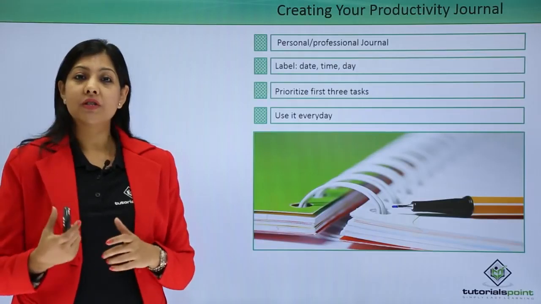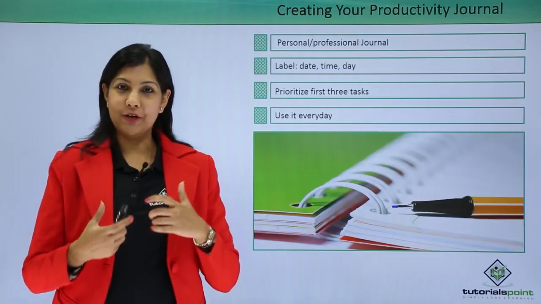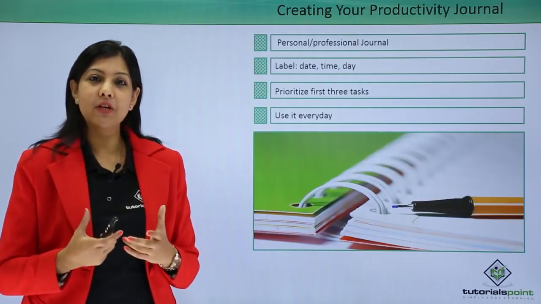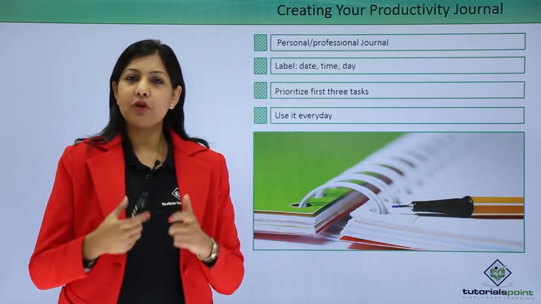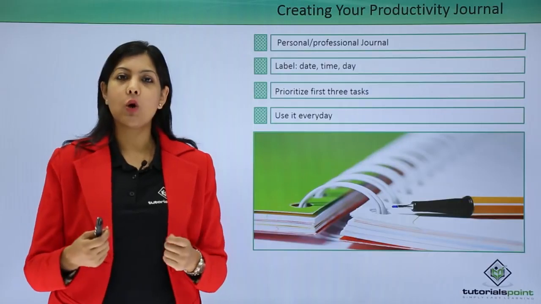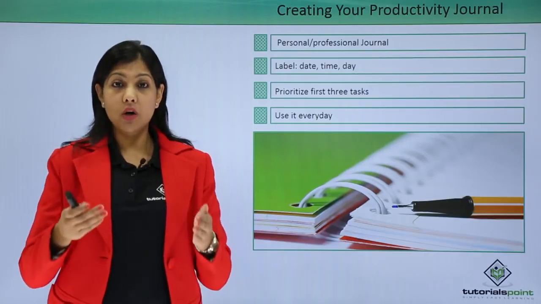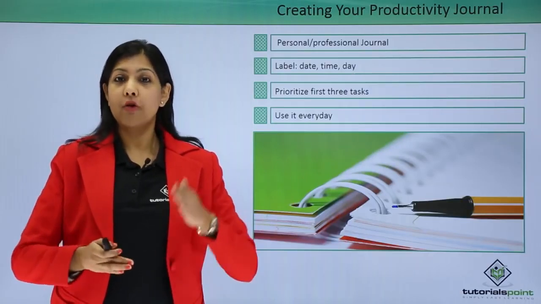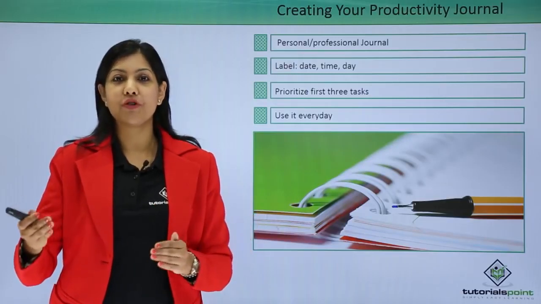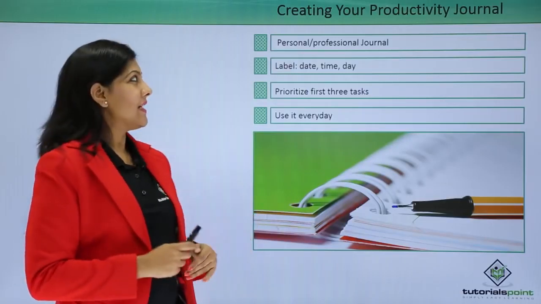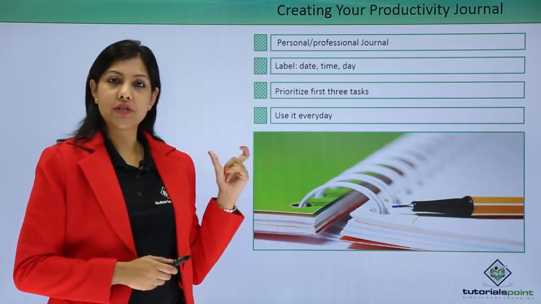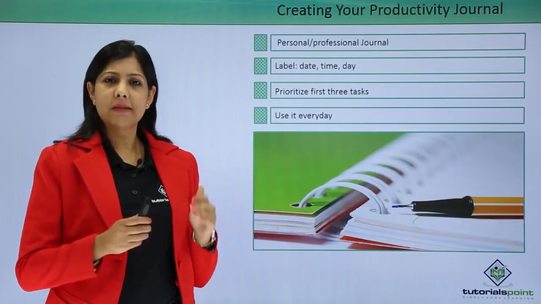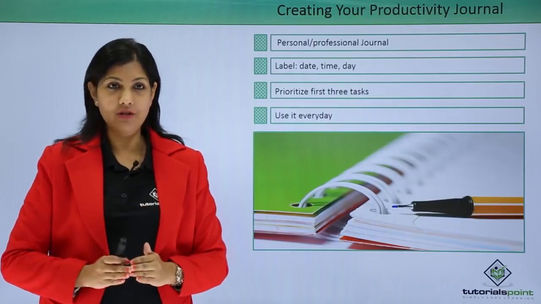Now, one of the very important ways of managing our time is being able to create something which is known as a productivity journal. Now, a productivity journal is nothing but a time log of your day-to-day activities, what you do in your entire day's time, right from the time you get up to the time you retire to bed at night. So let's understand the productivity journal. We should have two journals, one for personal and one for professional. It's important to bifurcate these two journals.